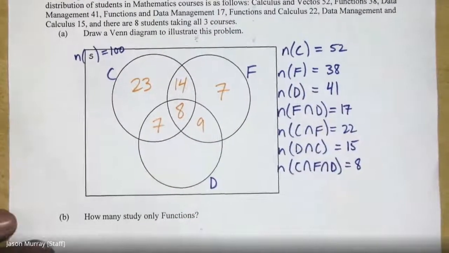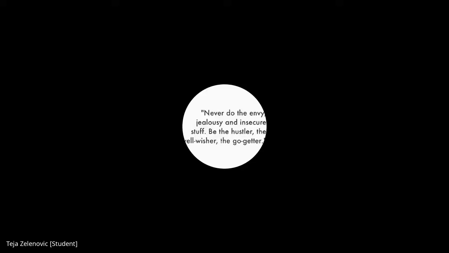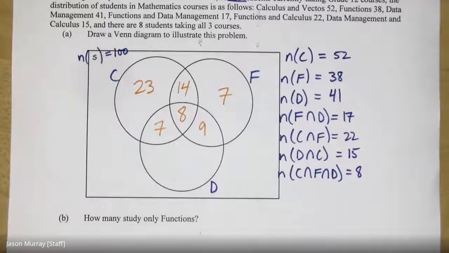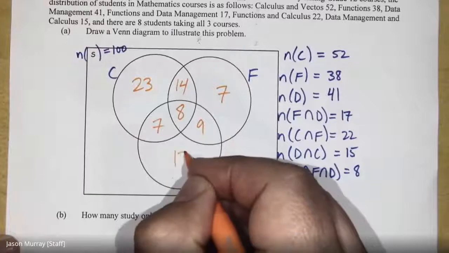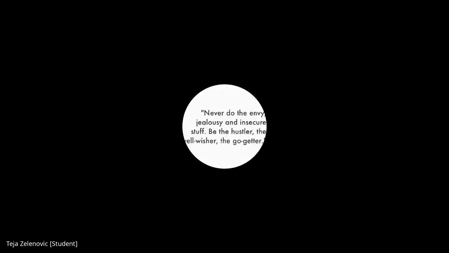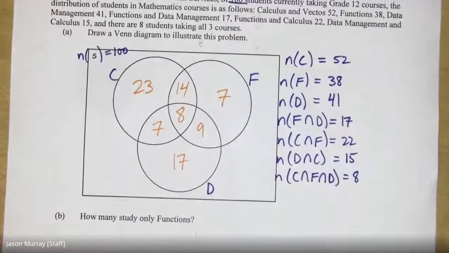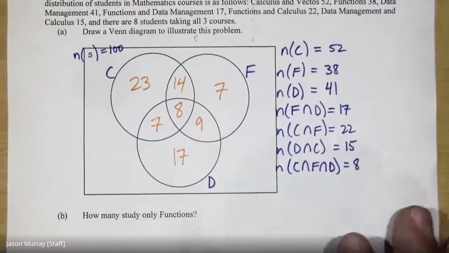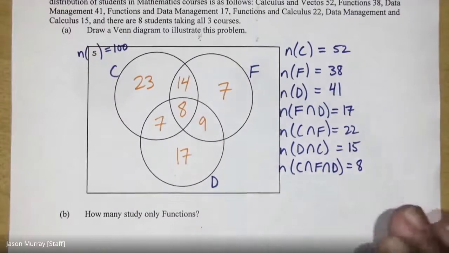7. Taya. I was just going to answer that. Okay, give me the data one now. 17. There's 17. Tell me why. If you take 7, 8, and 9 away from 41, that's what you get. You got it. There you go. There's your Venn diagram filled out. Perfect. Hannah.